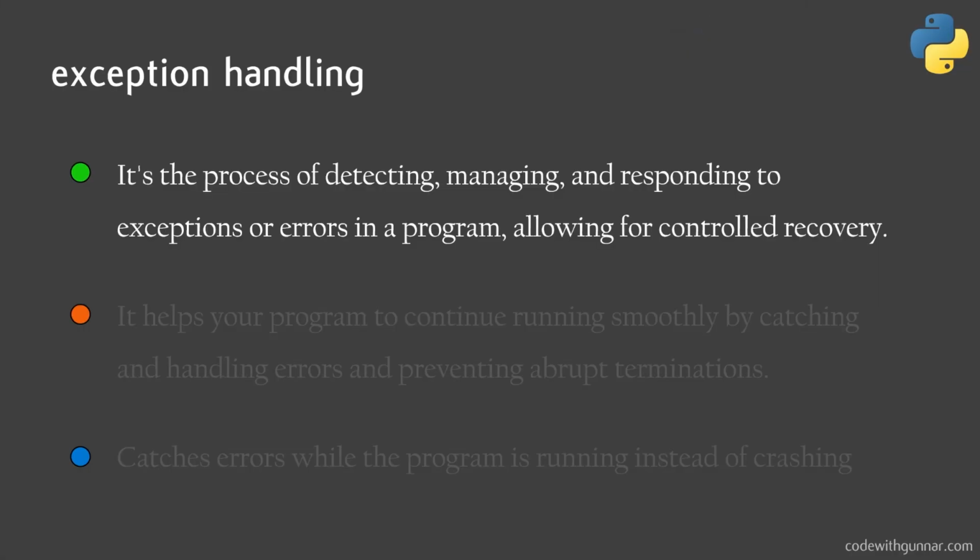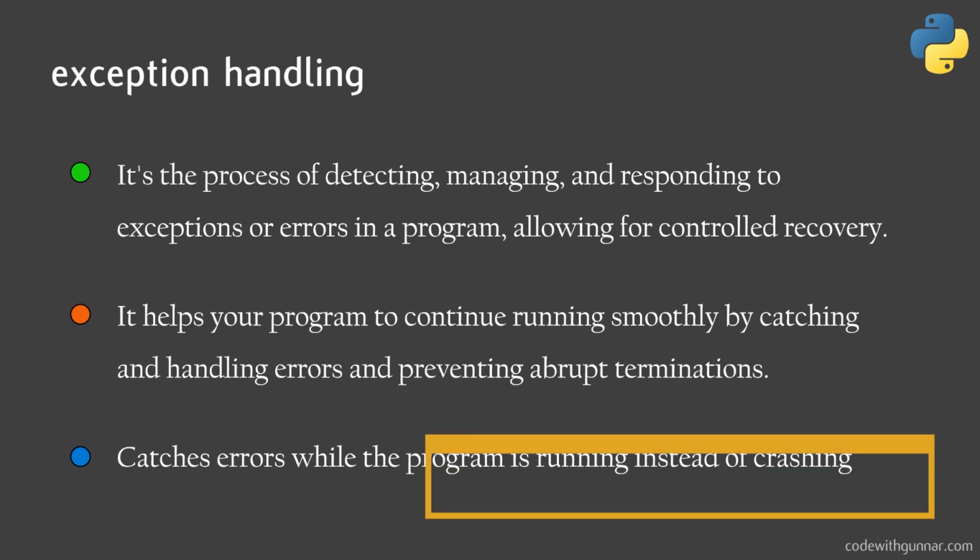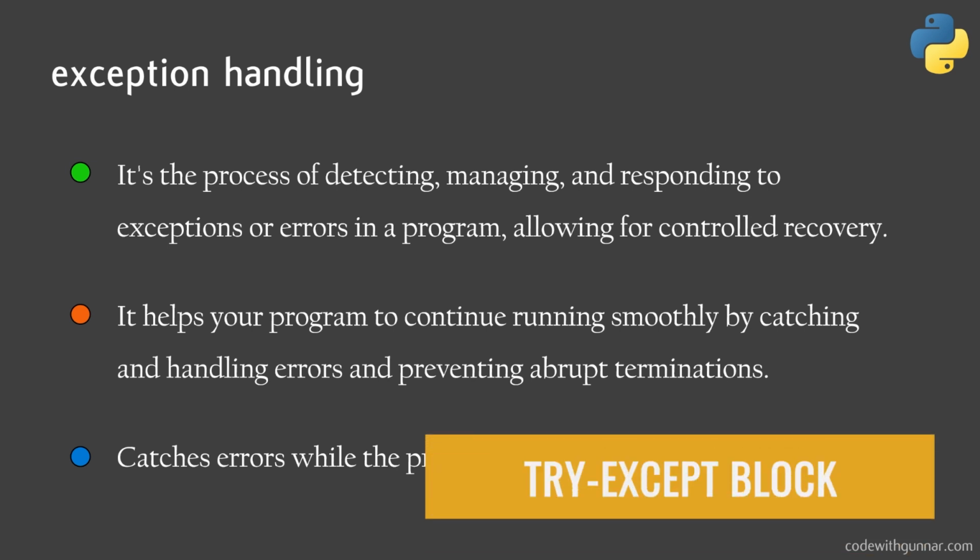Now, error handling is the process of anticipating, detecting, and ultimately resolving errors that can occur while your program is running. It's really important because it helps your program continue running even when problems occur. Let's start with the basics. Exception handling is a way to catch errors or exceptions that happen while your program is running. The main tool for handling exceptions in Python is the try except block.